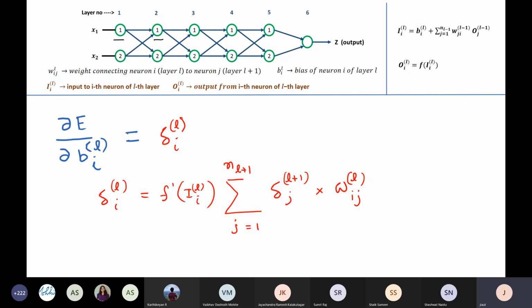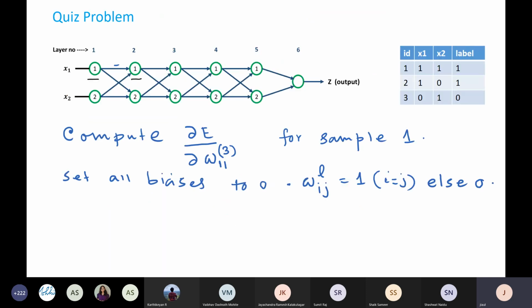All right, so yeah, I believe this is correct. In case you find any issue with this one, you let me know. Okay, now that's all right. So that's fine. Now let's try to work out this simple quiz problem.